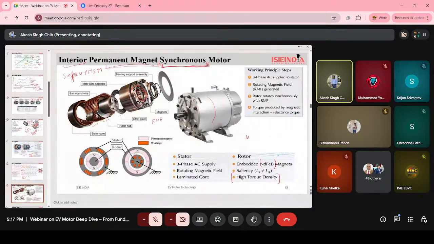All right. So I was talking about the torque production. In this, torque is produced due to magnetic interaction between the rotor and the stator part. Now here you can see saliency. What is this? Can anybody tell me what saliency means?